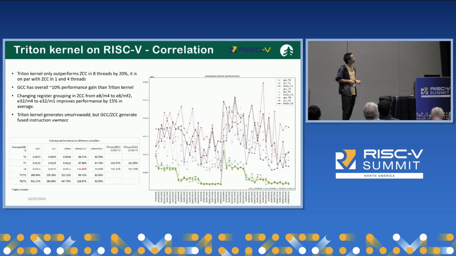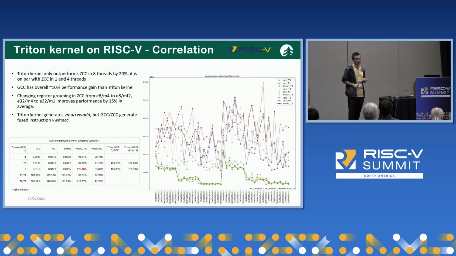The last one. So the Triton kernel only outperforms ZCC in eight-thread by 20%. So it is on par with ZCC for single and four-threaded benchmarks. And GCC has an overall 10% performance gain over the Triton kernel.